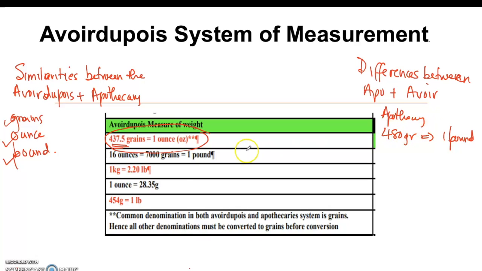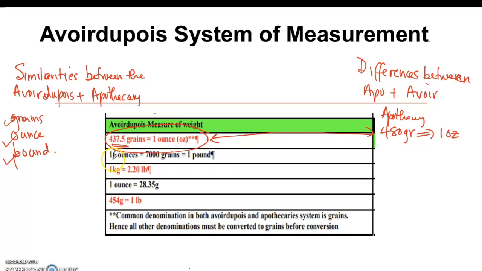And these are very important because these differences are very, very significant. So, for example, if you are going to be comparing the amount of grains in one system that's equivalent to 1 ounce, you're going to find that in the apothecary system, 480 grains is equivalent to 1 ounce. But when you look in the avoirdupois system, 437.5 grains is equivalent to 1 ounce. So both are different in that regard. And therefore, you cannot straight convert 1 ounce in the avoirdupois system to, say, 1 pound in the apothecary system because the quantity of the units are different.